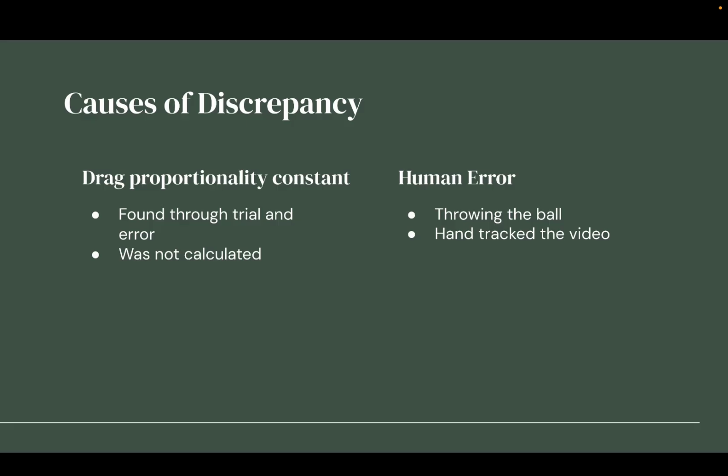There was also probably human error in the experiment. First, we had to throw the ball, which may not be super accurate if the ball went sideways at all. This is an issue because it is introducing another coordinate in the position that we did not account for. Another error is that the video was hand-tracked, which could lead to some errors in the position points.